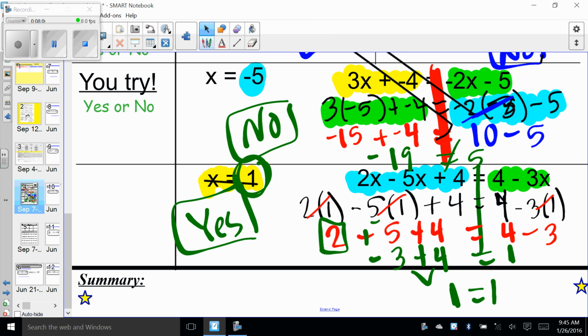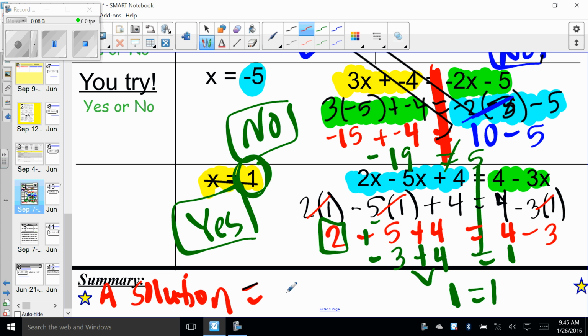So for our summary today, a solution is just the answer, and you're just checking to see if the answer is true. So if you take the variable out, put the number in, is it true? Does the left side equal the right side?